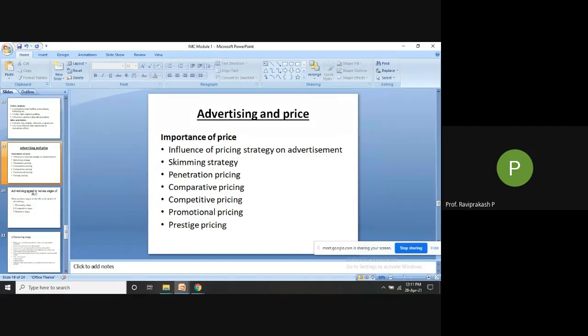Next is penetration pricing, where a very low price is kept, where they are trying to penetrate into the market. That means they want to be in each and every market by providing a lower price than their competitors. Next is comparative pricing. You are comparing your price with others in the market, and you are setting your price. Next is competitive pricing. You are looking directly at one or two major competitors, and you are trying to compete with them by having prices equal to them or lesser than them.